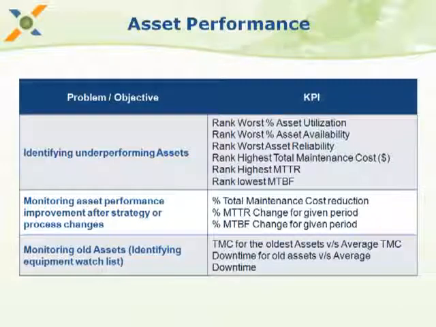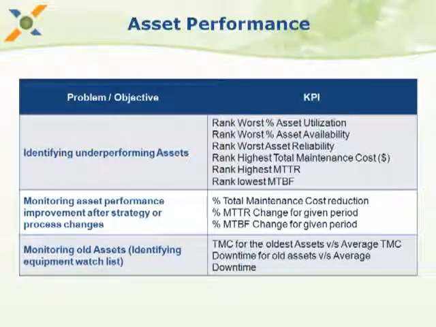Similarly, if we have made any improvements in the processes or we have changed strategies, and we want to see how it has affected the performance of assets, we can monitor percentage total maintenance cost reduction or change in maintenance cost. Similarly, MTTR changes. If we have trained our laborers in certain skills, we can monitor whether it has affected the MTTR. Just from monitoring availability and reliability, we can monitor MTBF if there are any strategic changes towards that.